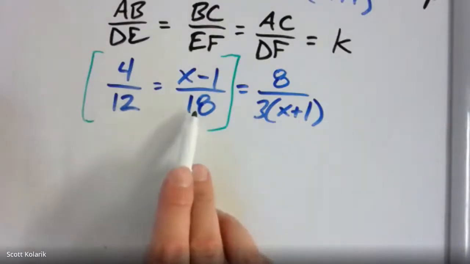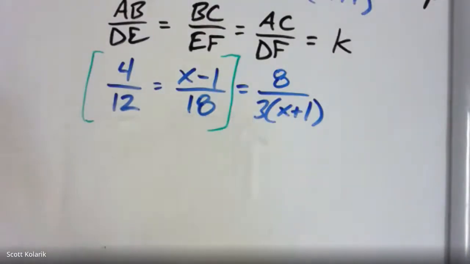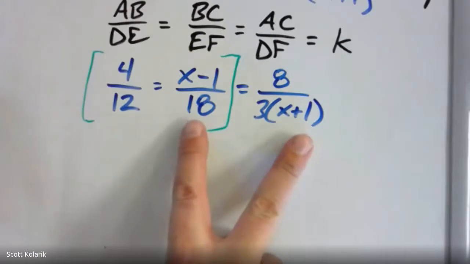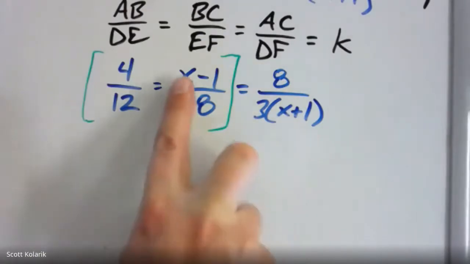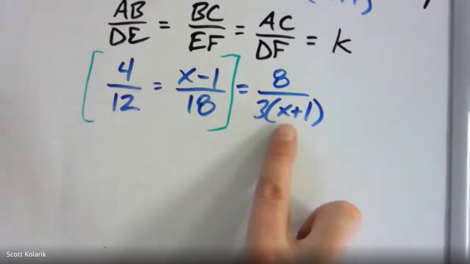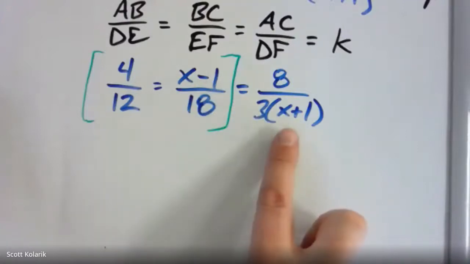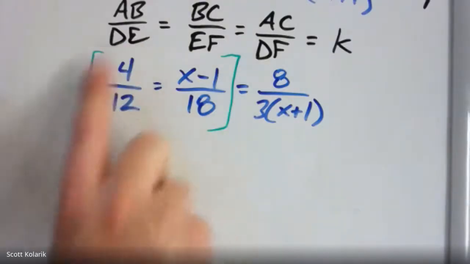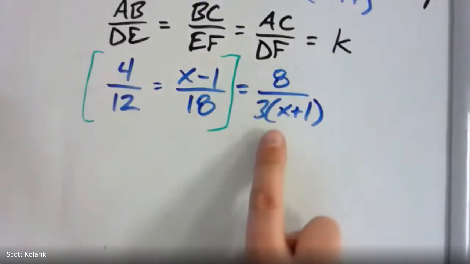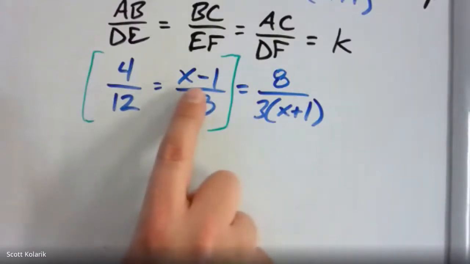I could have set any of these equal to each other, but had I gone with these two set equal to each other, I'd have a variable on both sides. And when I cross multiply, I'm going to end up with some pretty messy variable stuff. I'd end up with an x squared in that case. I could have set 4 over 12 equal to 8 over 3 times x plus 1, but this is a slightly simpler version where I don't have to distribute. So let's just go with these two.